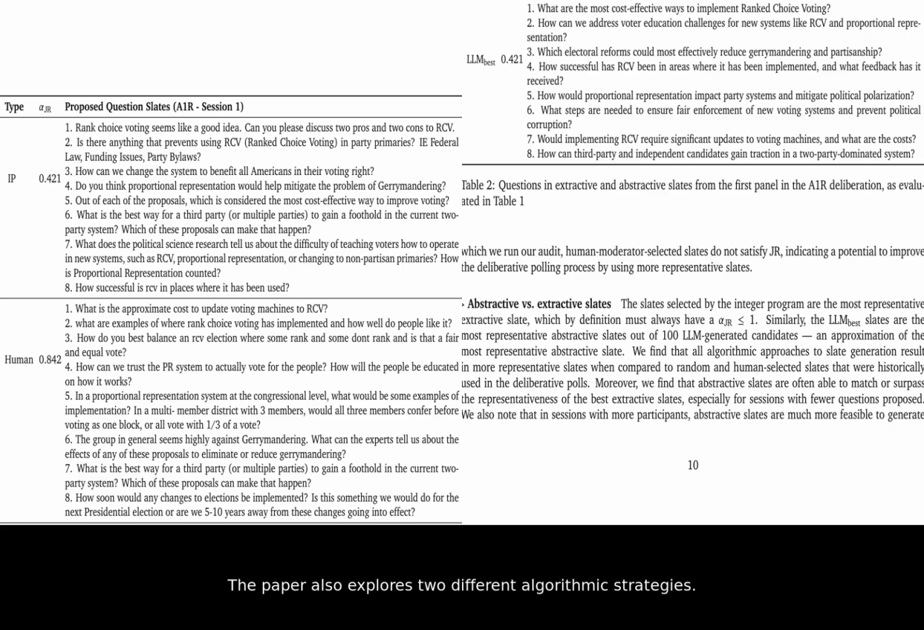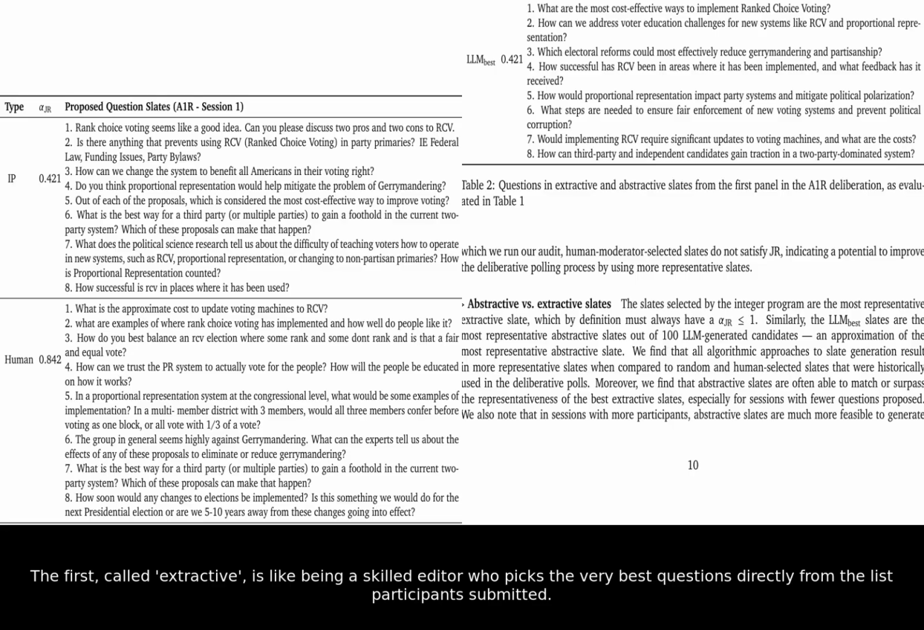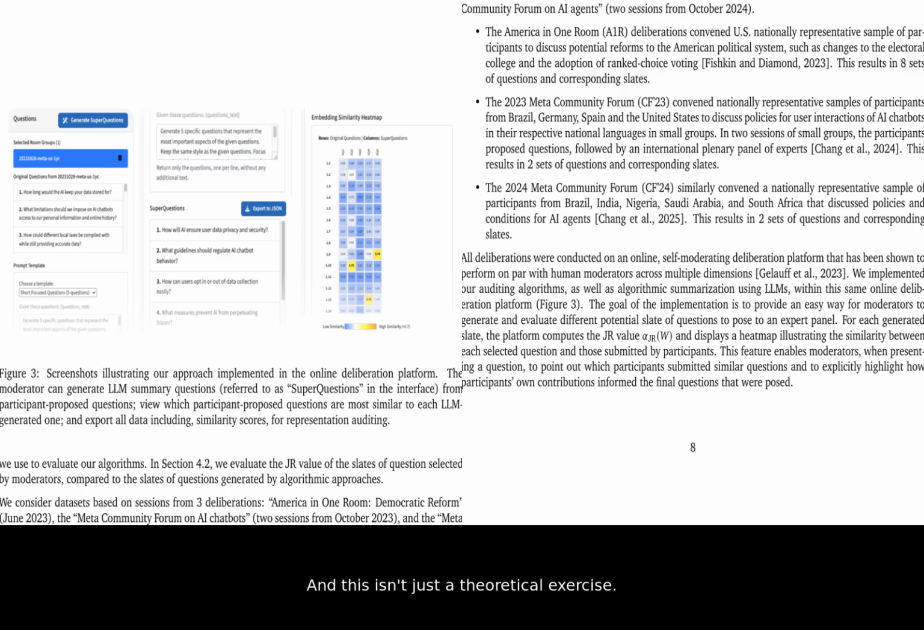The paper also explores two different algorithmic strategies. The first, called extractive, is like being a skilled editor who picks the very best questions directly from the list participants submitted. The second, abstractive, is like having an AI read all the submissions and then write brand new questions that summarize the key themes. As you can see in this example, the AI-generated questions are often more polished and coherent, while still being highly representative.